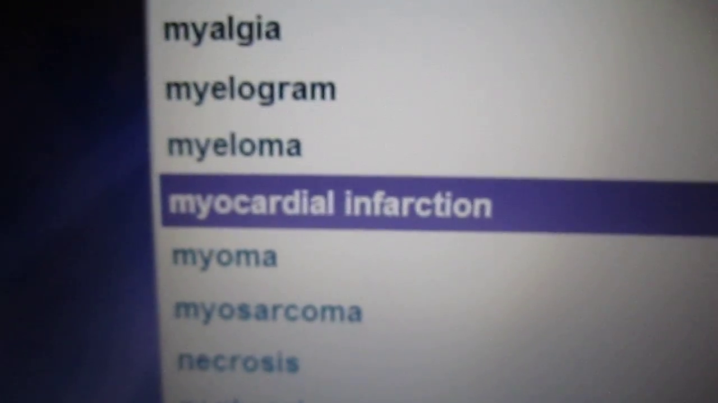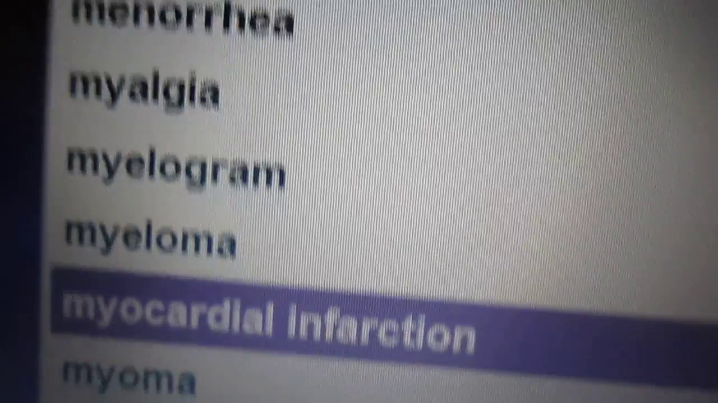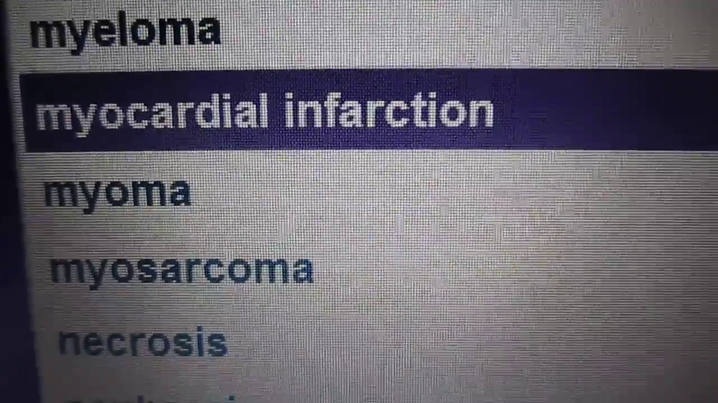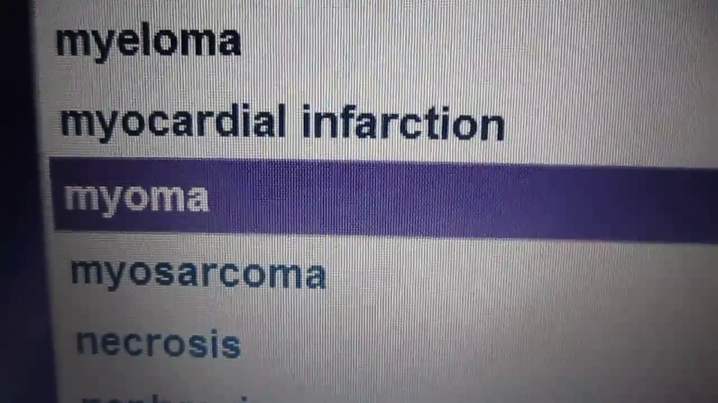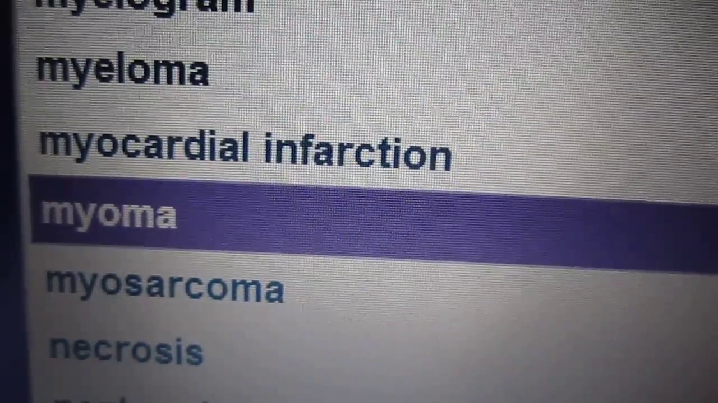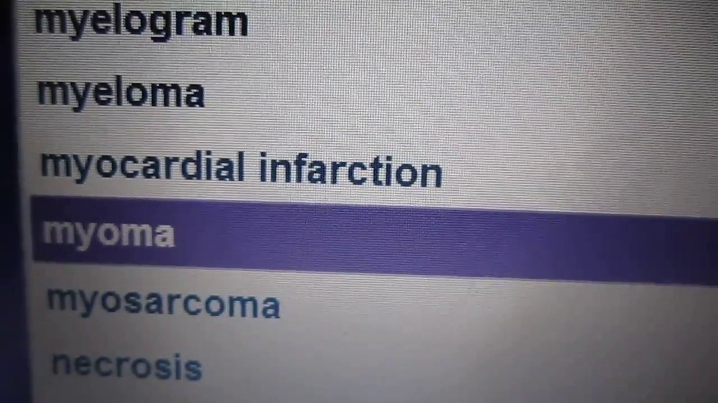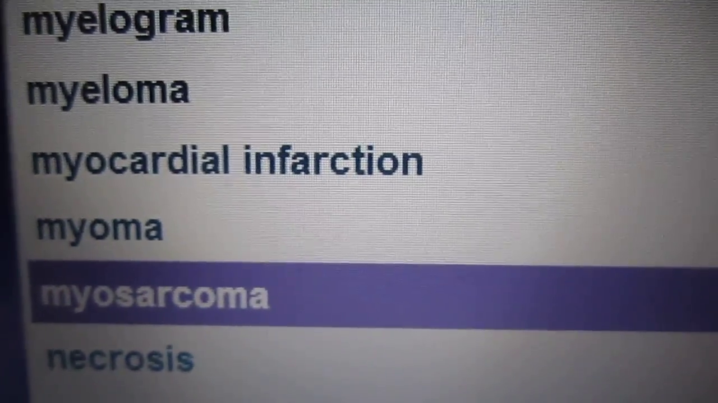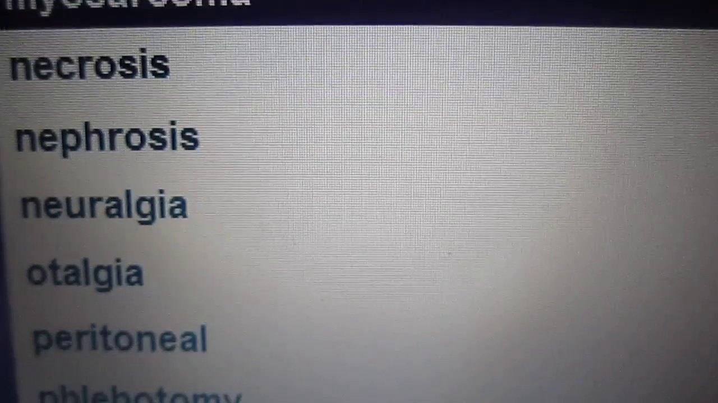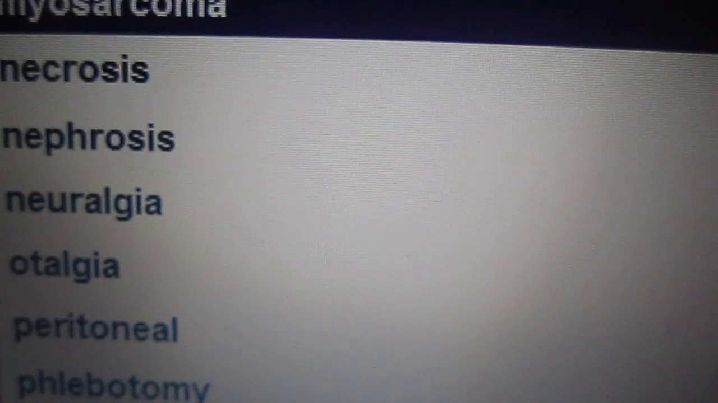Myocardial infarction. Commonly known as a heart attack, a myocardial infarction is the area of heart muscle which dies when blood flow is compromised. Myoma. Myo, M-Y-O, means muscle. A myoma is a benign, non-cancerous tumor of muscle tissue. Myosarcoma. A myosarcoma is a malignant tumor of muscle tissue. A sarcoma is a malignant tumor of any type of fleshy tissue.